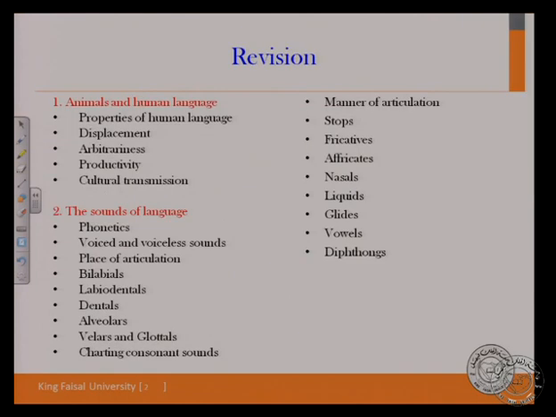So far we talked about different topics and different chapters. In chapter 1, which was about animals and human language, we talked about properties of human language, and we talked about displacement, productivity, cultural transmission, and so on.